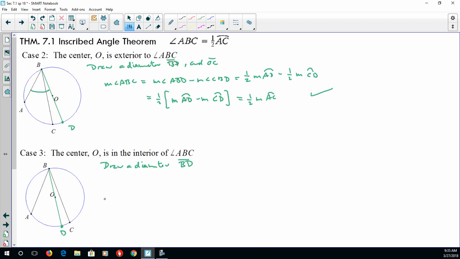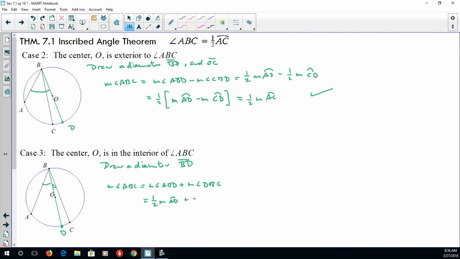Okay. The measure of angle ABC is the measure of angle ABD plus the measure of angle DBC. So it's this angle plus this angle. Okay. And if angle ABD is an inscribed angle where one side is a diameter, so I know from what I did in case 1 that the inscribed angle theorem means that's 1/2 the measure of arc AD, and the measure of angle DBC, well, it is an inscribed angle where one side is a diameter, and so by case 1, I know that that's 1/2 the measure of the arc DC.